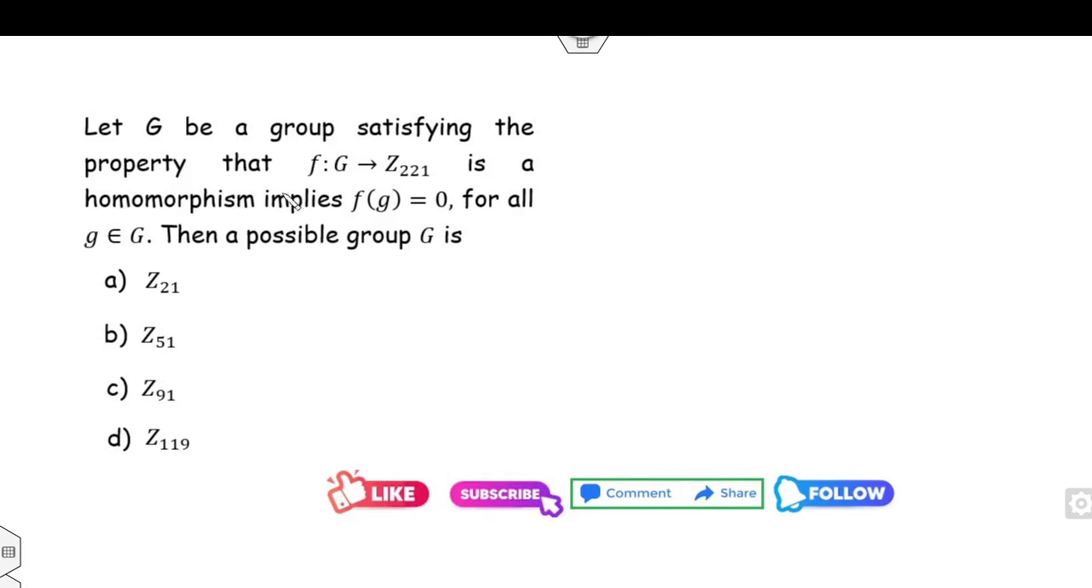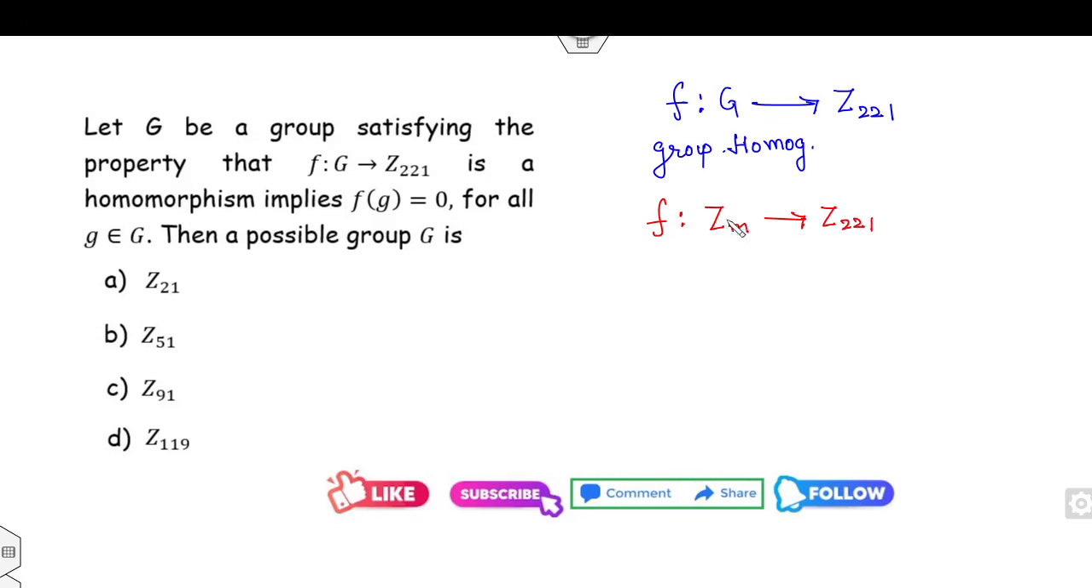Let G be the group which satisfies the property. f is defined from G to Z21 as a homomorphism. It is already given that it is a group homomorphism, and then we look at the possible group. Now since it is already given that it is a group homomorphism, which of the following cases will satisfy? So I call this Zm. Fine. Look at the options. It is one of the Zm. Now what is the definition of the group homomorphism count? It is the GCD of m comma 21.